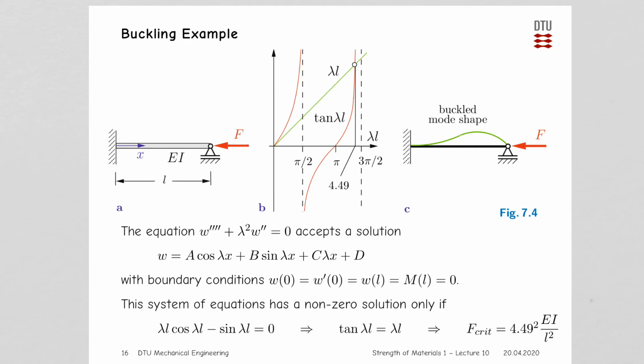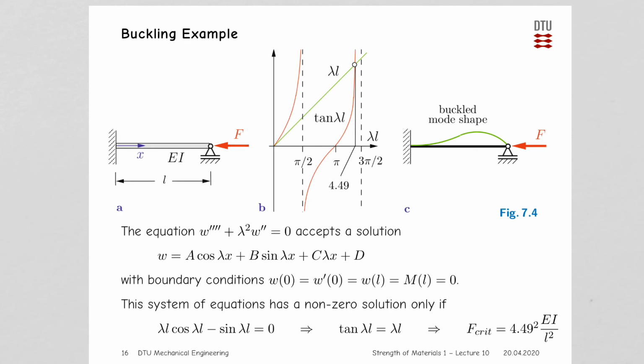Now here we see a summary of the solution that we just outlined in more detail, and we see also in figure 7.4b the graphical illustration of the solution leading to the factor of 4.49, that is the characteristic quantity here for the eigenvalue. And we also see in figure C the characteristic buckled mode shape. Remember always that the solution gives only the shape and not the magnitude of the buckle shape.